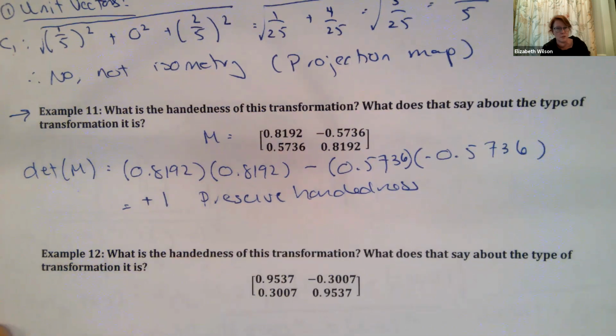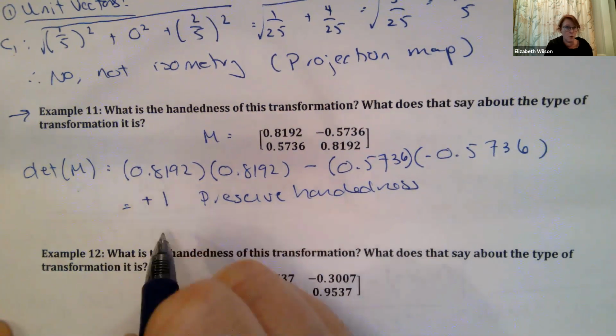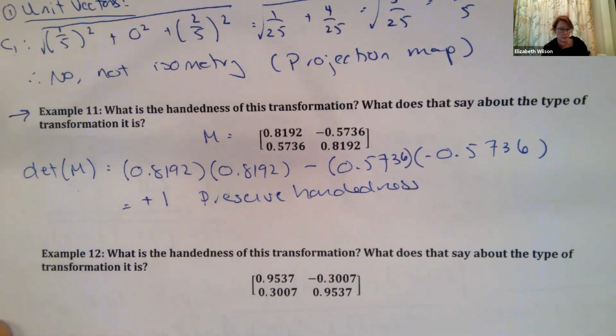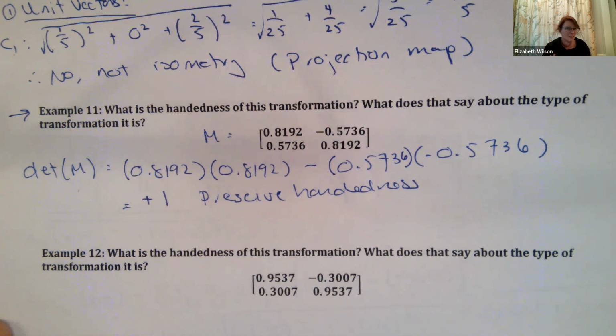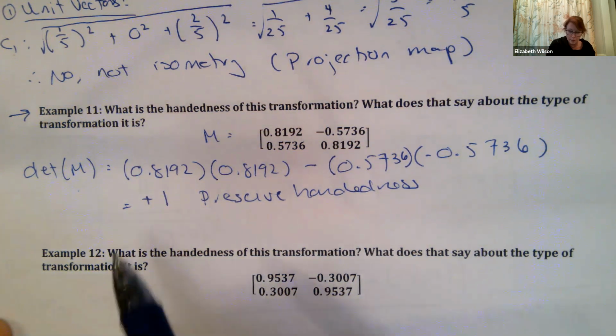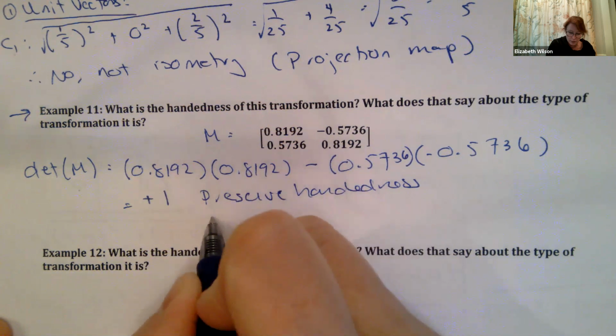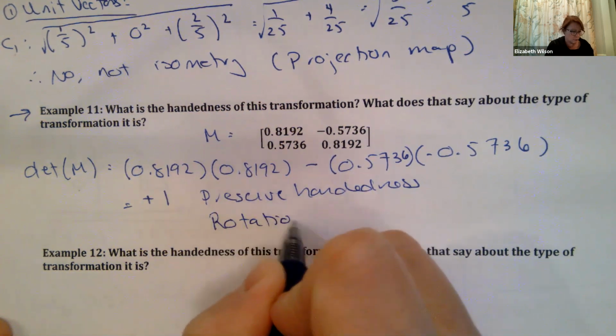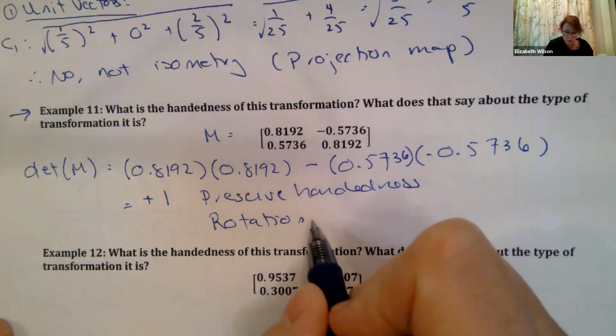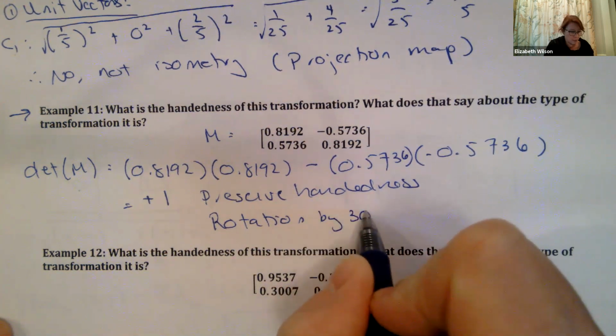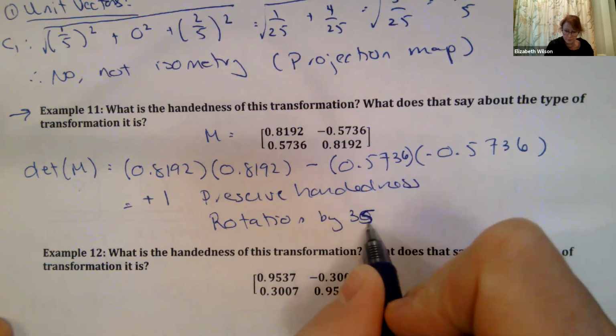Now, because we already showed that it was an isometry, the fact that it's equal to 1 also tells us that it's going to be a linear isometry. So linear isometries will always have a determinant equal to 1. It's not true that all matrices that have a determinant equal to 1 will be linear isometries, but it's true that all linear isometries will have a determinant equal to 1. This preserves handedness, and this actually is a rotation. We actually did this one before too. This is a rotation by actually not 30, 35 degrees.